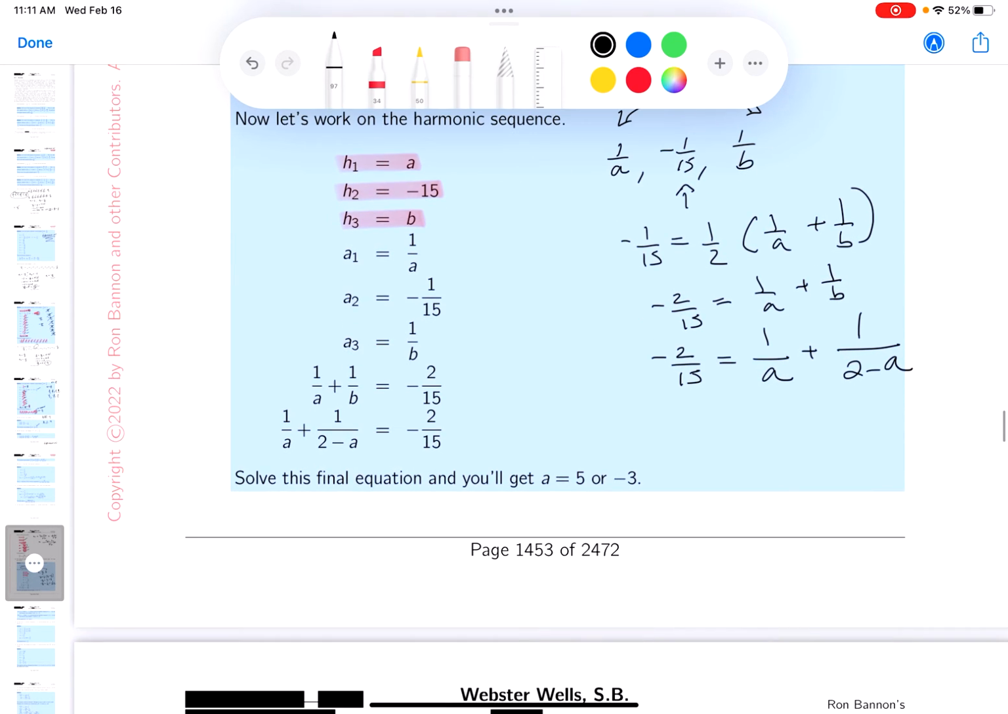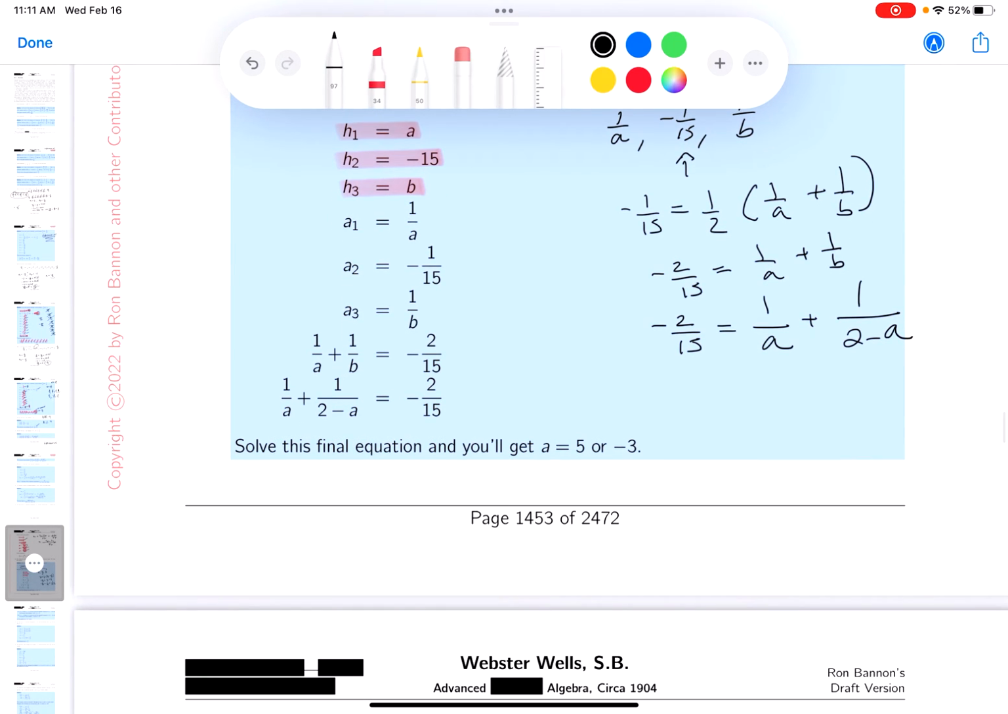All right? And I got to do some work now. And the work is going to be, I guess I got to multiply by the LCD. And the LCD is going to be 15A(2 minus A). Let's write this down. Again, let me make sure I write that down. LCD is 15A(2 minus A). And I'm multiplying every term by that.